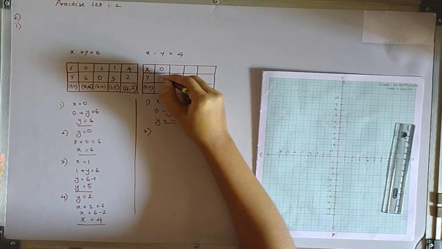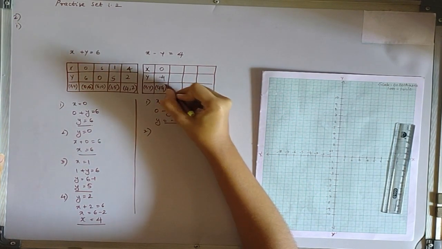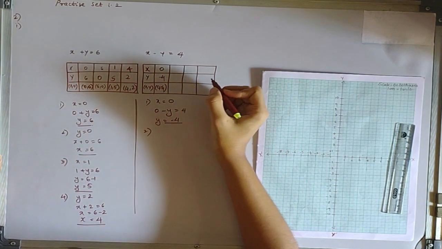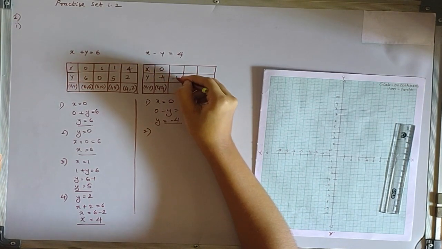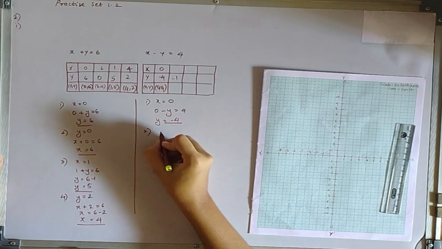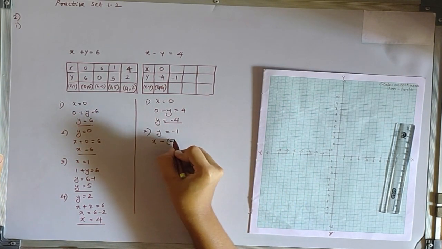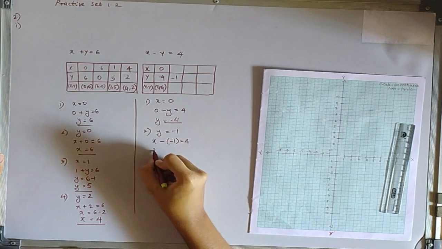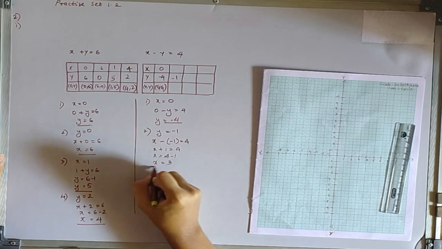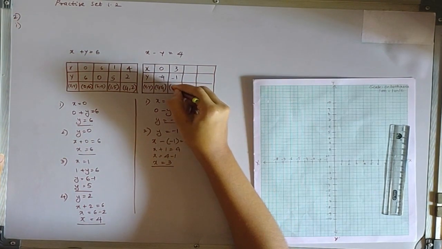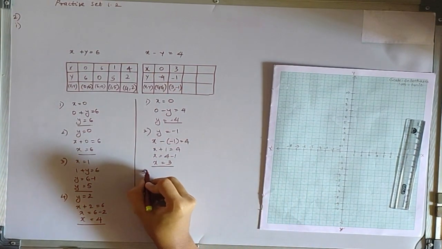Next. Fine. 0 comma minus 4. Next value I want to put here is, suppose y is equal to minus 1. Let's see what happens for negative values. Y is equal to minus 1. So I put x minus of minus 1 is equal to 4. So x plus 1 is equal to 4. So my x comes out to be 4 minus 1. X comes out to be 3. So 3 comma minus 1. Next. What are the values we need to put now?